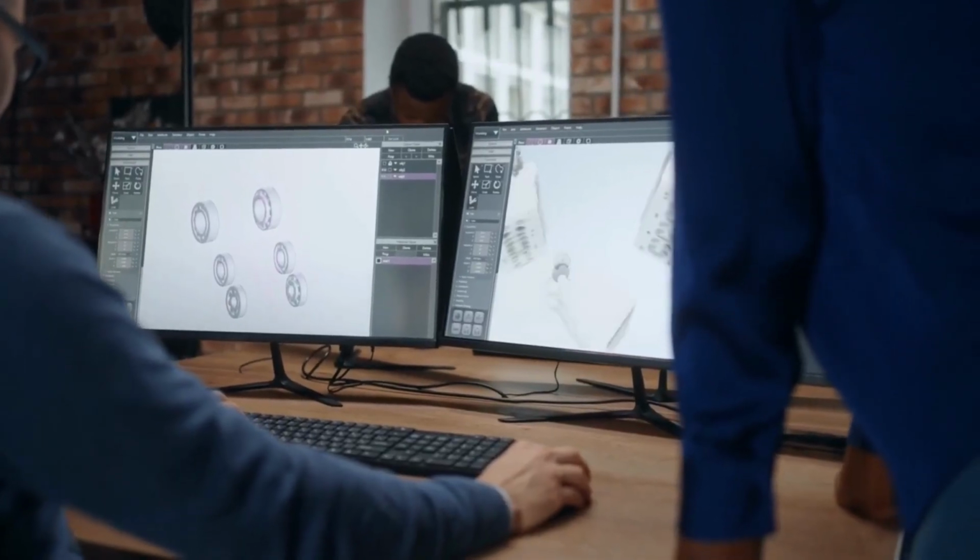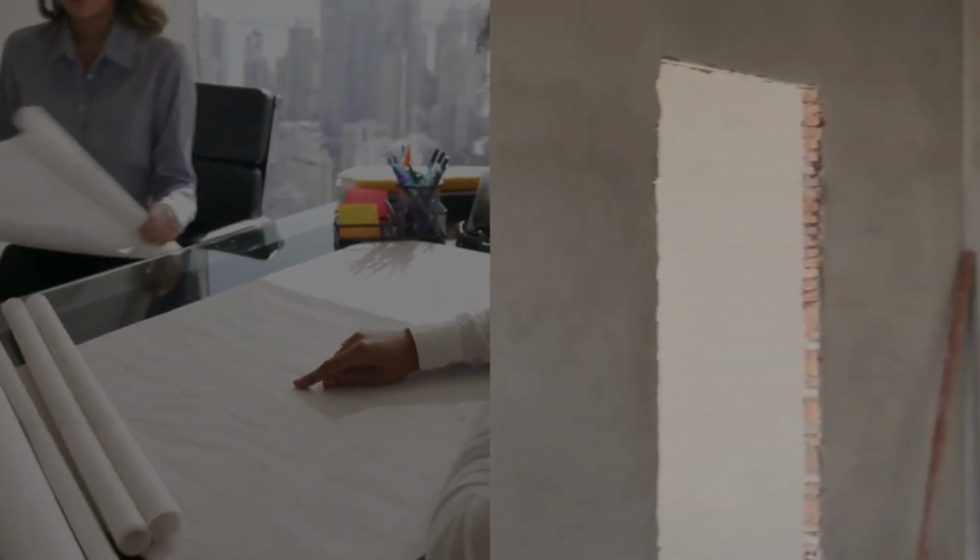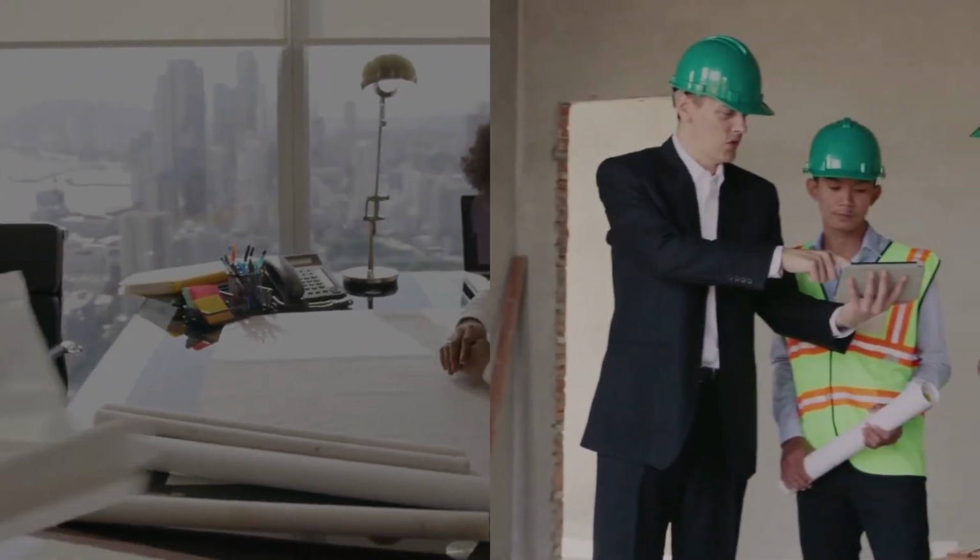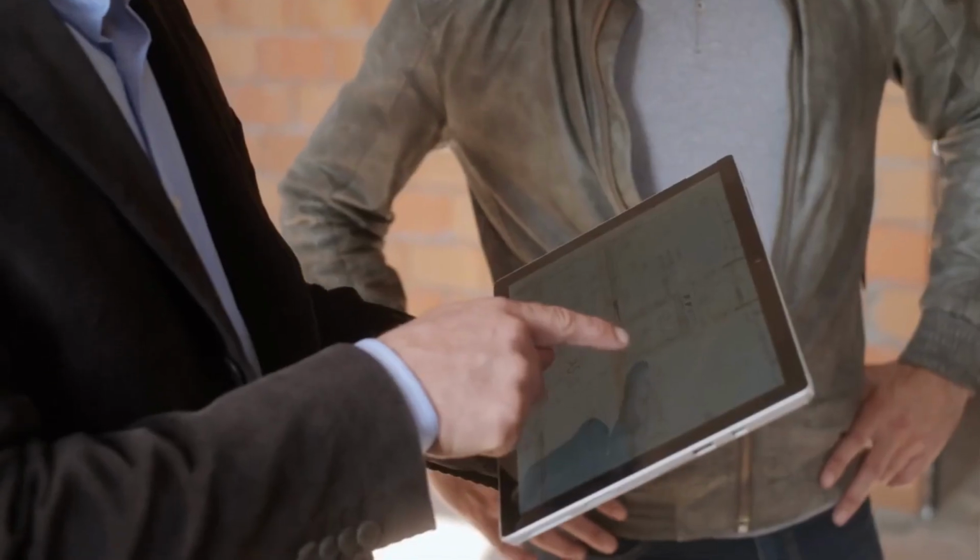Next, assemble a competent team. Include BIM experts, project managers, architects, engineers, and contractors. A collaborative team ensures seamless integration of BIM.